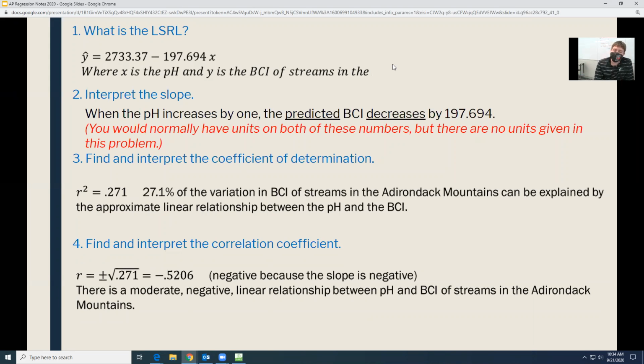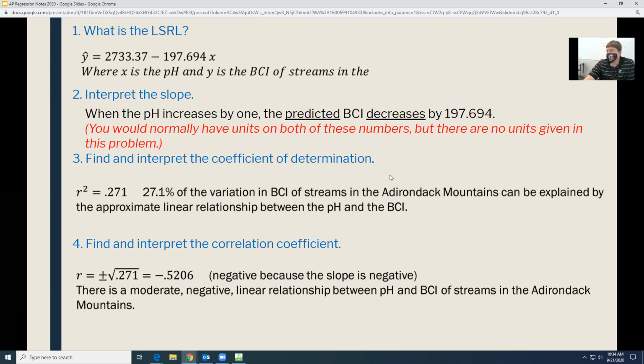There is a moderate negative linear relationship between pH and BCI of streams. Now, I know I just got done teaching you how to look for patterns in your residual plot. So we're going to take their word for it here that it is linear because we can't do that in this case. I don't have the 163 data points in front of me. I also don't have an R value that's 0 and a weird R squared number very low either. So I'm going to be good to go. All right, questions on 1 through 4.